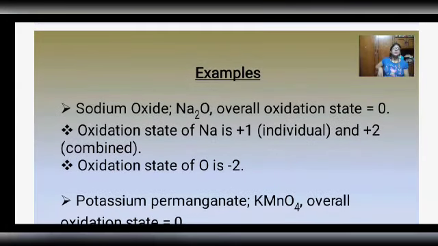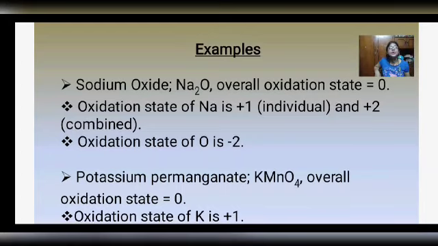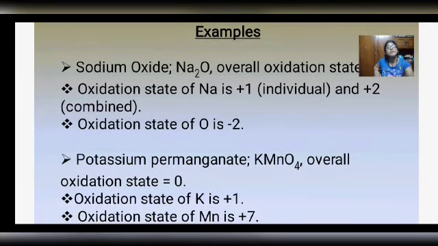These are a few examples. Sodium oxide, Na2O: overall oxidation state is 0, oxidation state of sodium is +1 and oxidation state of oxygen is -2. In case of sodium, it is overall Na2, there are two atoms of sodium. Oxygen has -2 oxidation number and Na2O as a whole has oxidation state of 0. So, to make it 0, 2Na has to have the oxidation number +2. That means if 2Na has oxidation number +2, 1Na will have oxidation number +1.